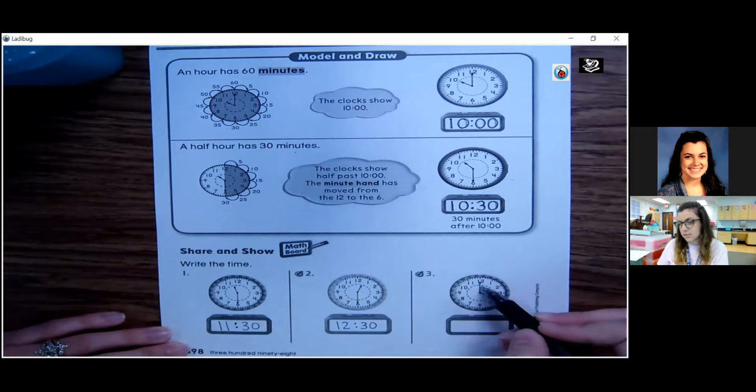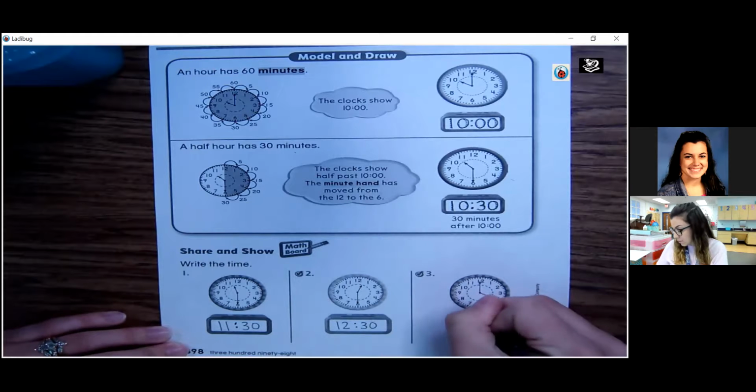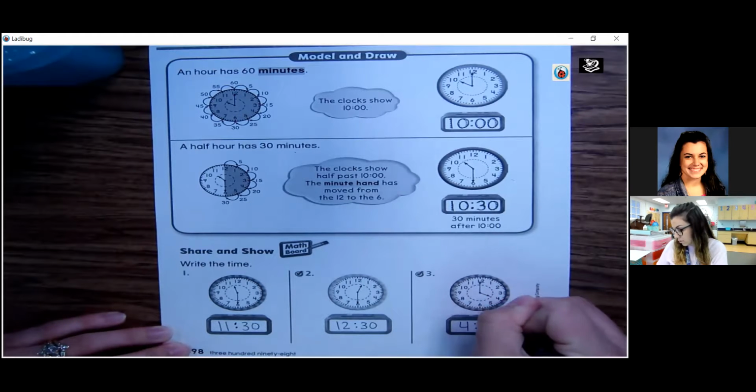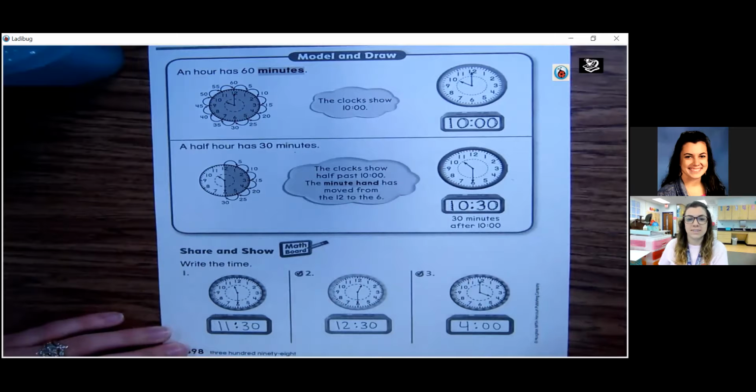Let's look at number 3. I see that our minute hand is on the 12. So that means we are talking about an exact hour. Our hour hand is pointing straight at the number 4, which means it is 4 o'clock. Great job, you guys.